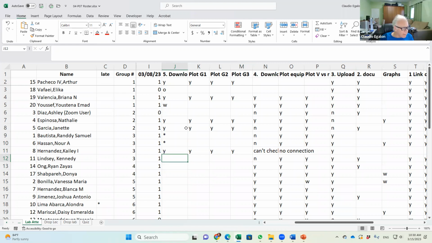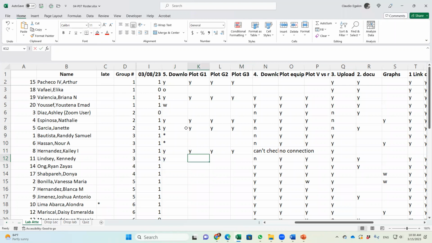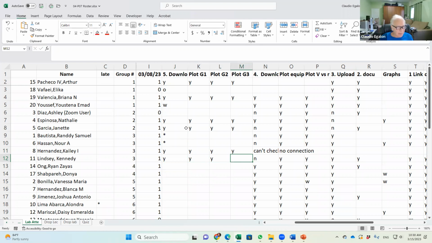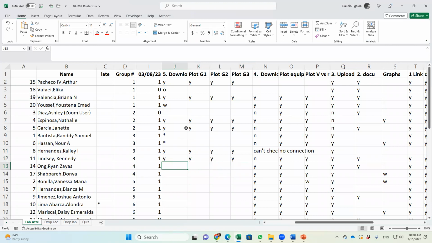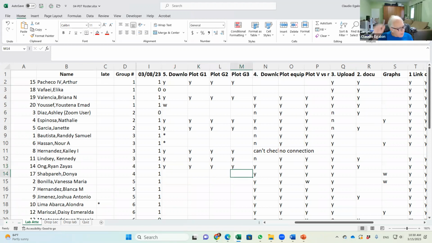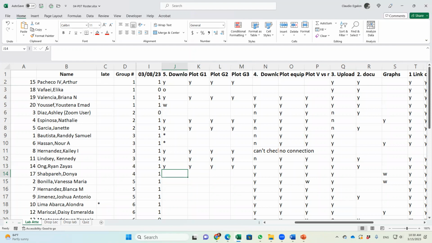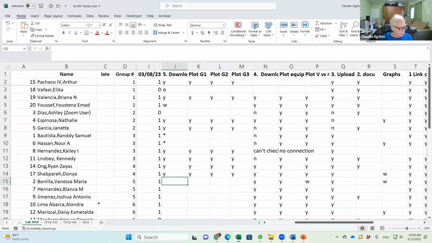Okay, so here you go. Kennedy, did you? Yes, sir. Graph 1, 2, and 3? Yes, sir. Okay, good. So I start working on the units, right? Okay. Thank you. Welcome. Ryan Onk. You there, Ryan? Yeah, I downloaded it and I have all the 3 graphs. Okay, good. So I need you to start working on the units, please. And Donia, are you there? Hi, yes, I downloaded it and I did the 3 graphs. Okay, good. So work on the units, please.